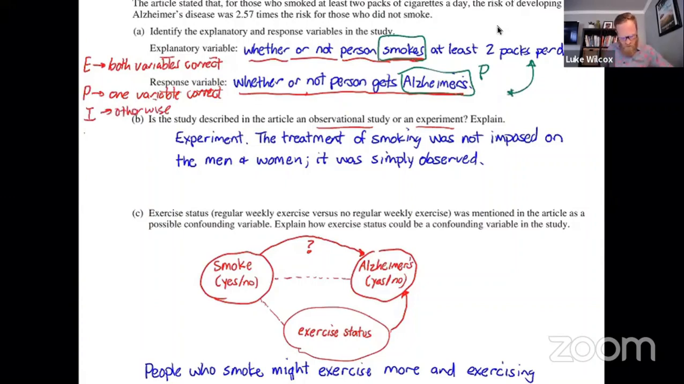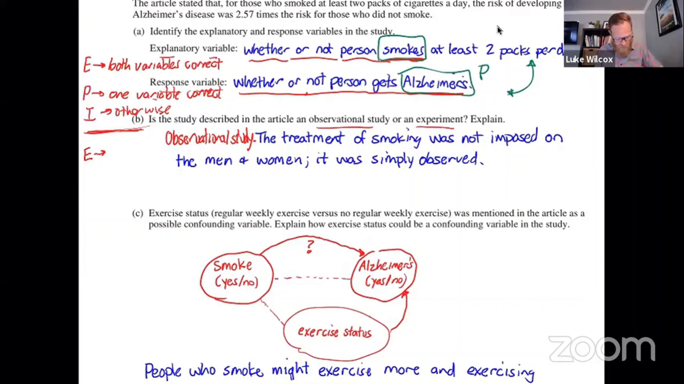Now, moving on to part B, grading this one here, in order to get essentially correct, you definitely had to say, oh, this is not correct. We need to fix this here. This is not an experiment. This is an observational study. And the reason it's an observational study is because there was no random assignment of treatment, specifically the treatment of smoking. They didn't tell some people to smoke and some other people not to smoke.